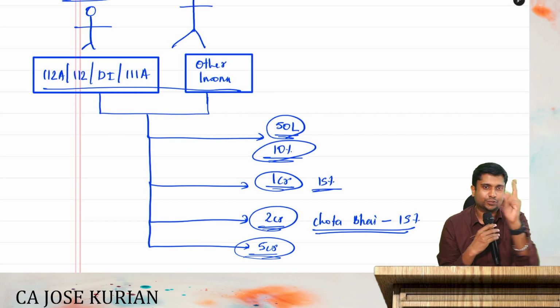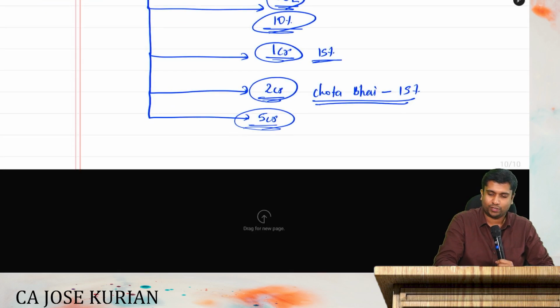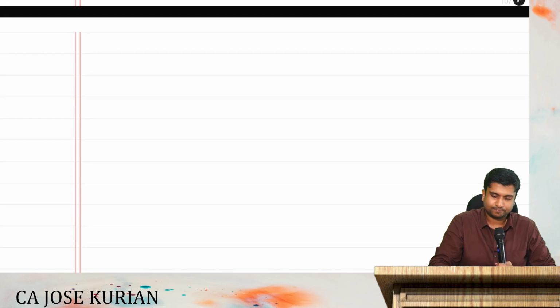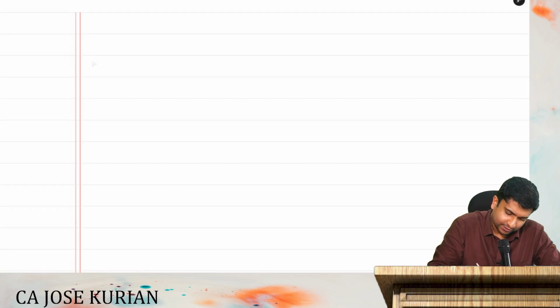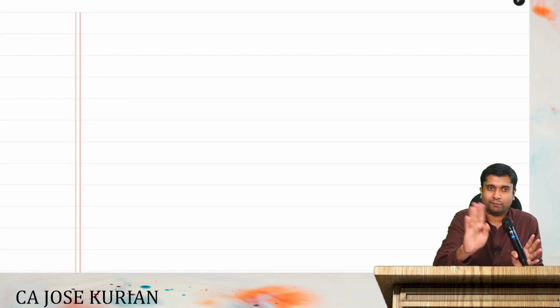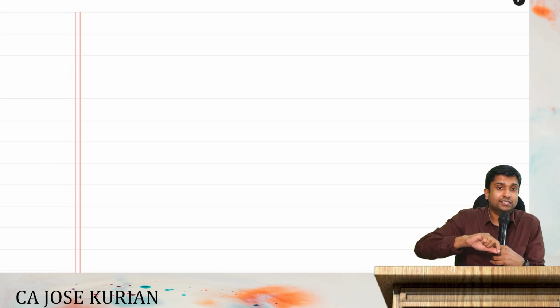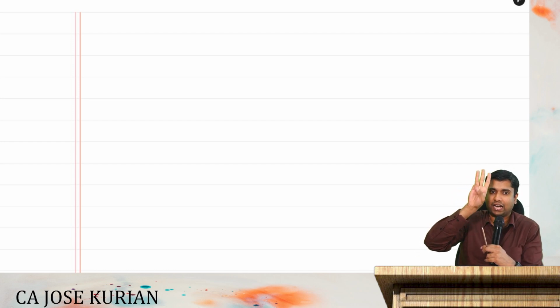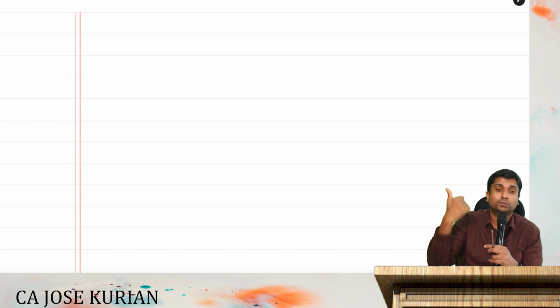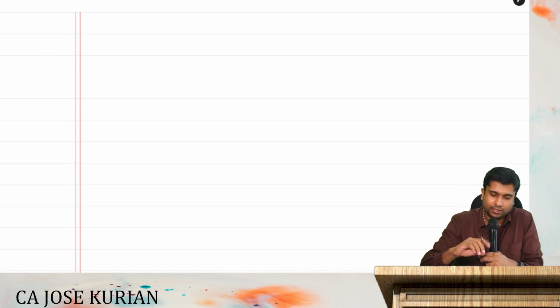I'll give you 1-2 illustrations of the chota bhai, bada bhai example. Listen. Say now only chota bhai and bada bhai. What is chota bhai? Repeat: 111A, 112A, 112, dividend income. Chota bhai. Who is bada bhai? All other incomes.